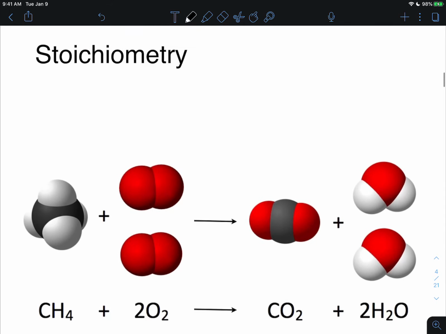So stoichiometry is the idea that we have relative quantities of reactants and products, and we use them in order to determine amounts of one product or reactant if we know amounts of another product or reactant. And we're always going to use a balanced equation here. So anytime we do stoichiometry problems, we always have to have a balanced equation.